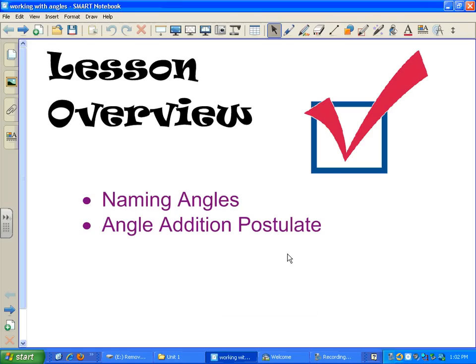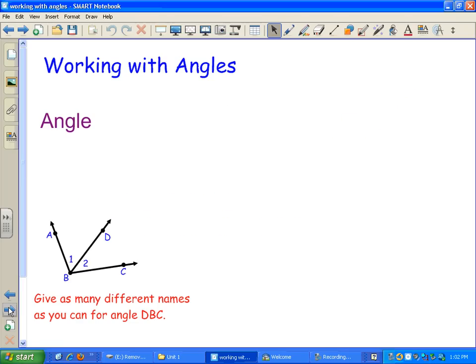Welcome! In this lesson, we are going to talk about how we can name angles, and then we are going to apply the angle addition postulate. So let's get started. This lesson is called Working with Angles. First, let's go ahead and define what an angle is.